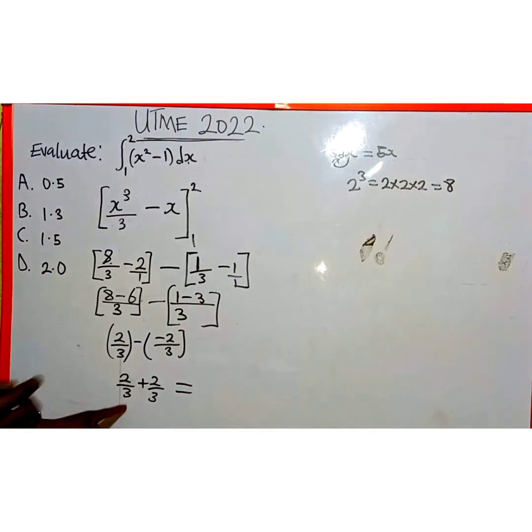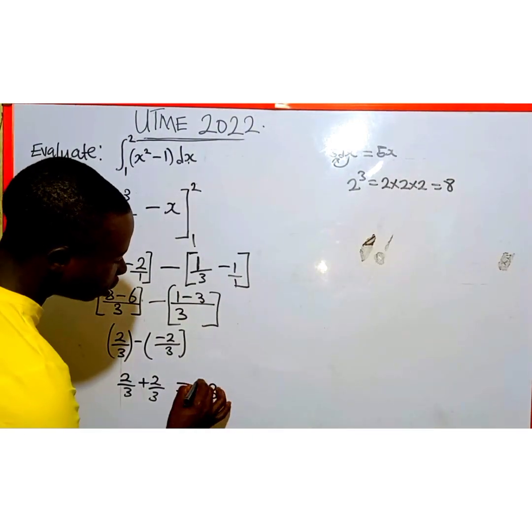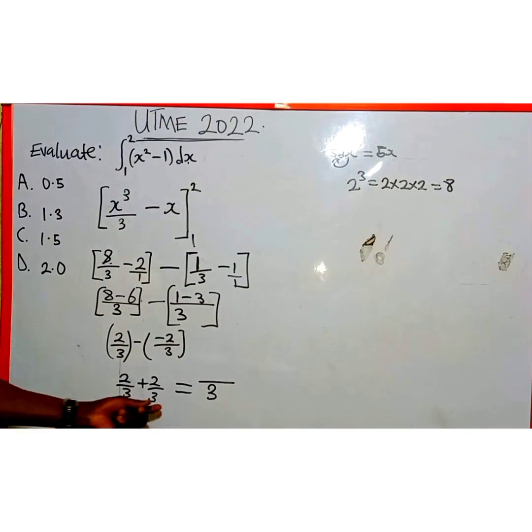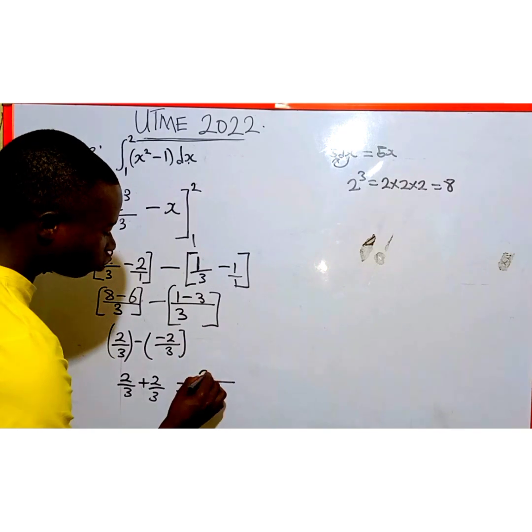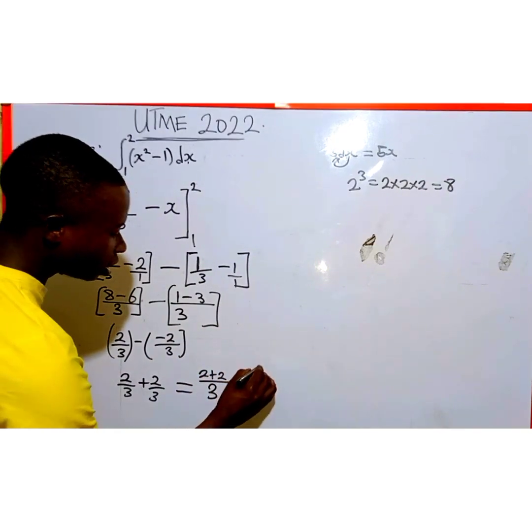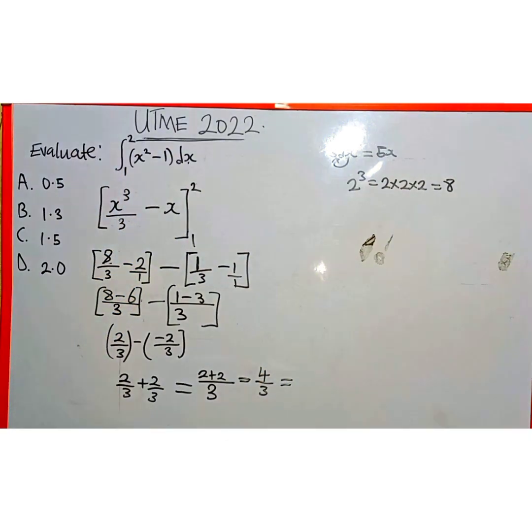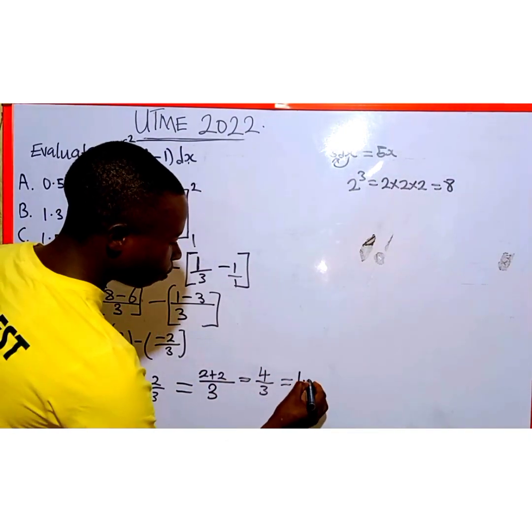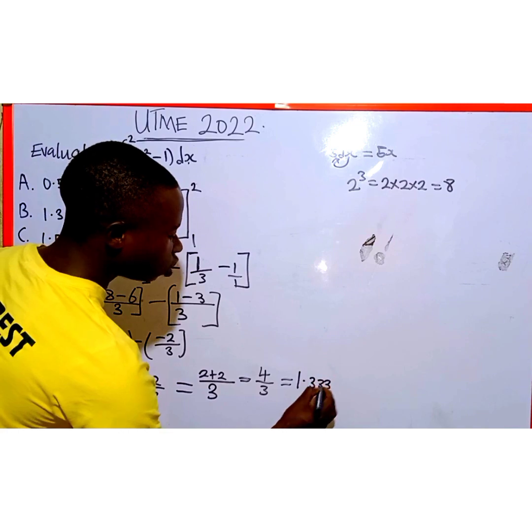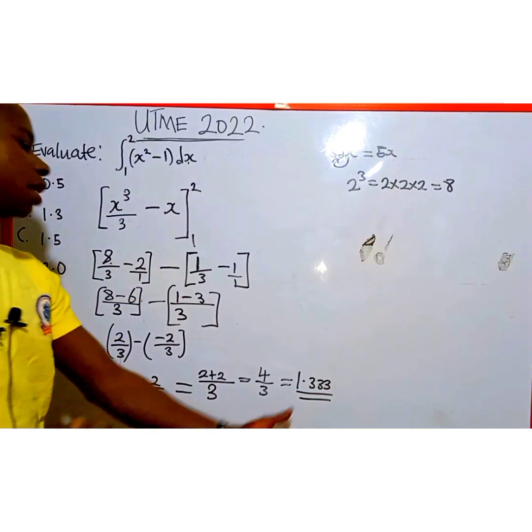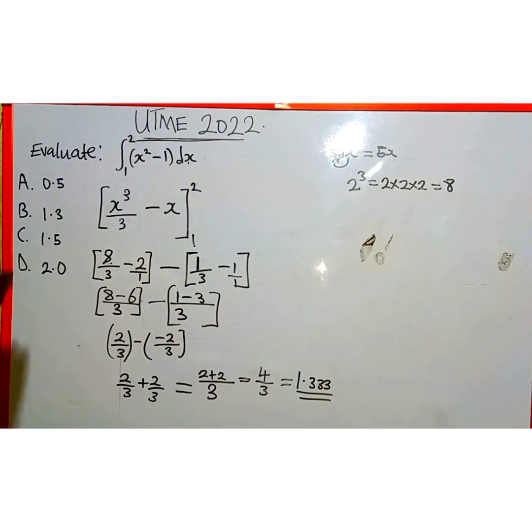So the LCM here is 3. Since the denominators are the same, we add the numerators. We have 2 plus 2, which is 4 over 3. And if you divide 4 by 3, it's going to give us 1.333. So this is the answer. And if you check, option B has 1.3.